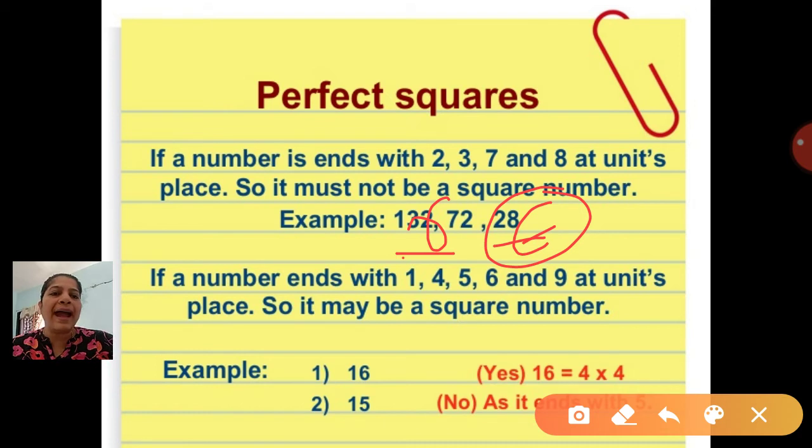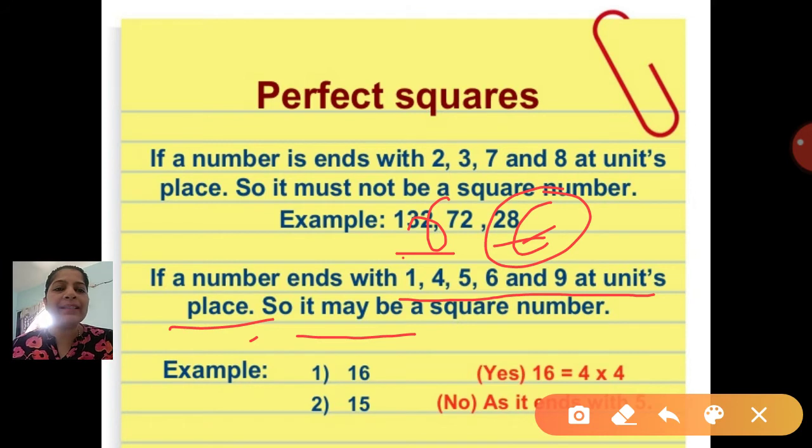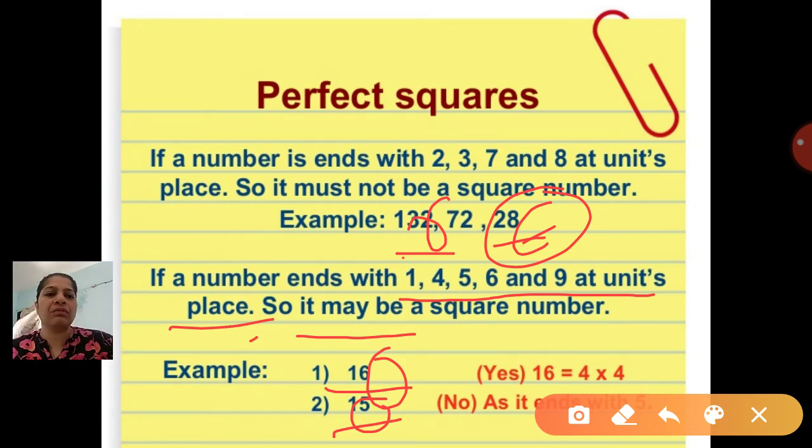Whereas, if a number ends with 1, 4, 5, 6 or 9 at the unit place, it may be a square number. Note this point: it may be a square number. It means it is not compulsory that it will be a square number. For example, 16 ends with 6, so it is a square number. But 15 ends with 5, and though it ends with 5, it is not a square number. That's why it is not compulsory every time that a number ending with 1, 4, 5, 6 or 9 will be a square number, but it can be.